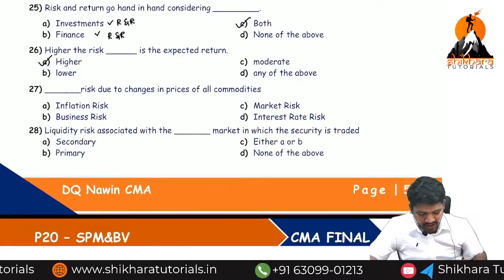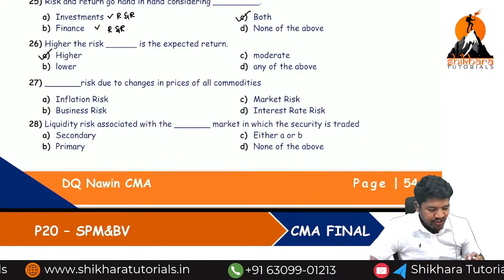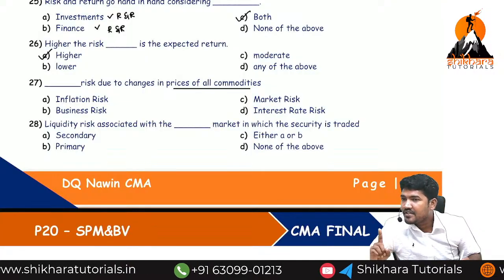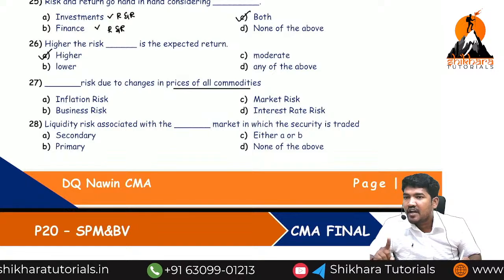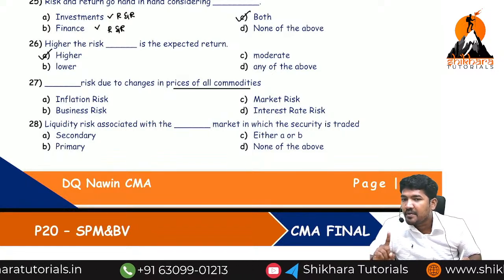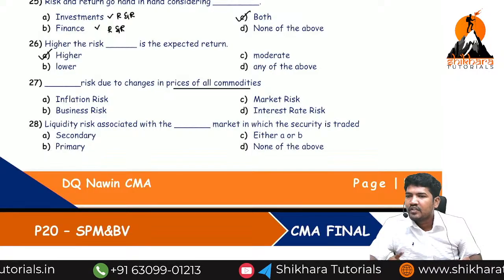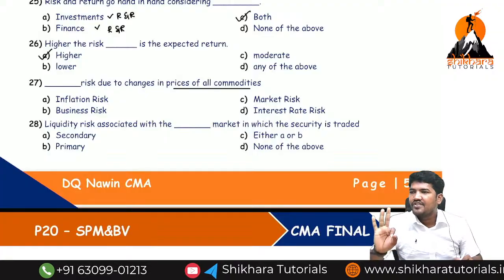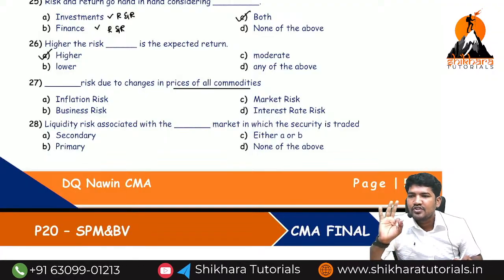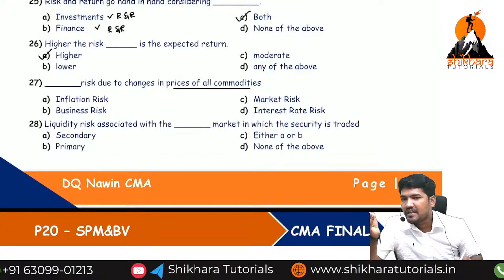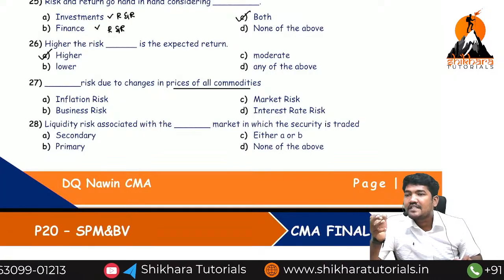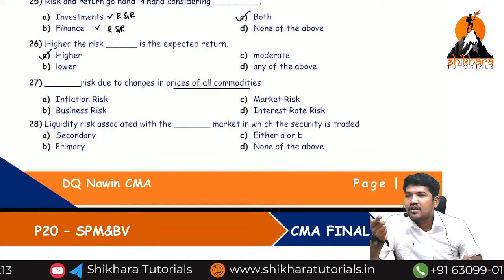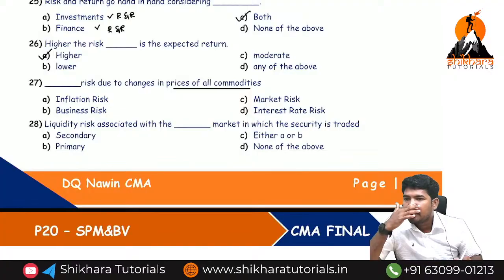Next, illustration number 27: dash risk due to change in prices of all commodities. Sir, if it is security prices, market risk. If it is commodity prices, inflation or purchasing power risk. Don't confuse. If it is secondary market prices, it is called liquidity risk. Three risks talk about prices. One is security price, meaning share price, called market risk. Another one is commodity price, that is nothing but goods prices, called inflation or purchasing power risk. Another one is secondary market price, that is called liquidity risk.